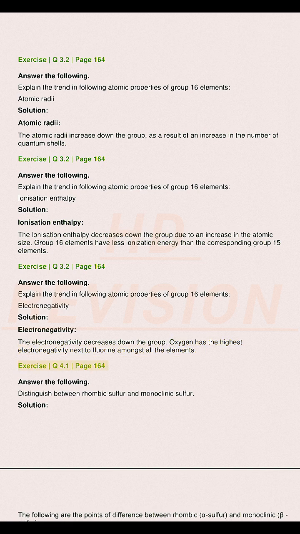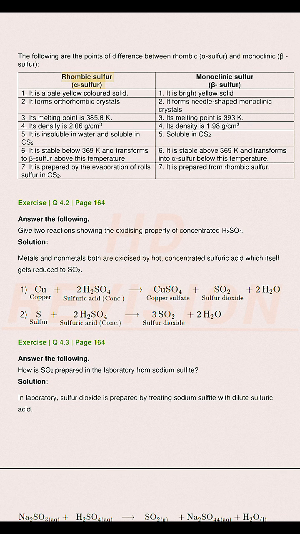Exercise Q 4.1, page 164. Answer the following. Distinguish between rhombic sulfur and monoclinic sulfur. Solution. The following are the points of difference between rhombic alpha sulfur and monoclinic beta sulfur. Rhombic sulfur, alpha sulfur: 1. It is a pale yellow colored solid. Monoclinic sulfur, beta sulfur: 1. It is a bright yellow solid. Alpha: 2. It forms orthorhombic crystals. Beta: 2. It forms needle-shaped monoclinic crystals.